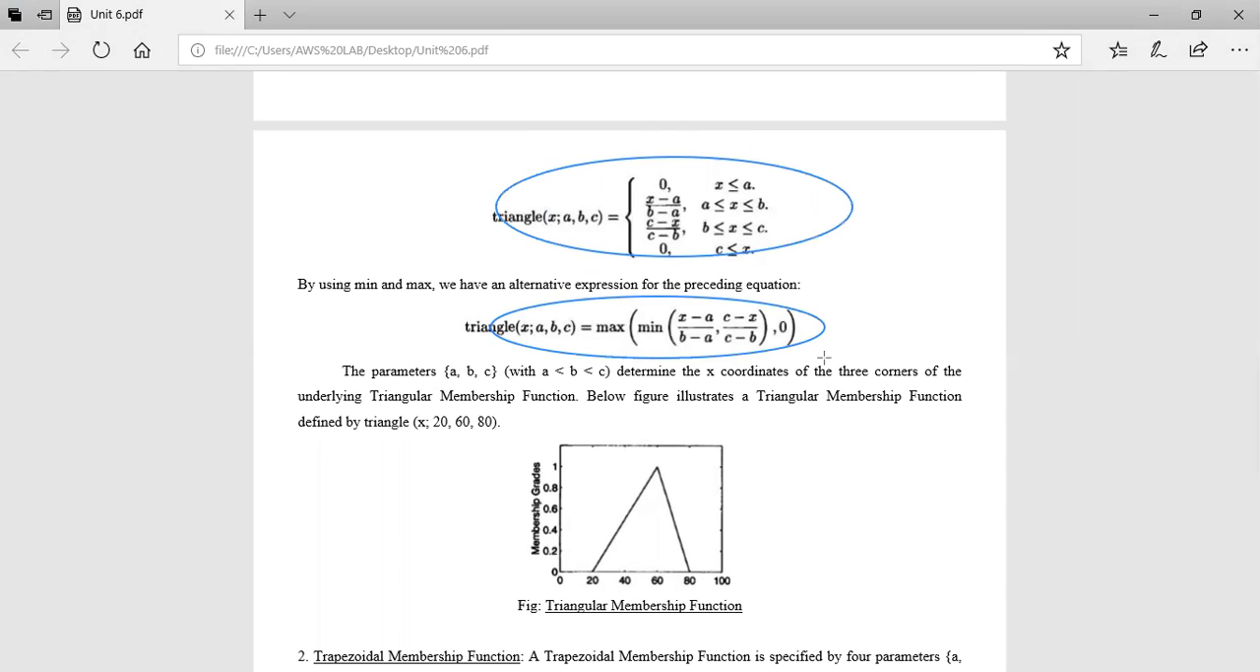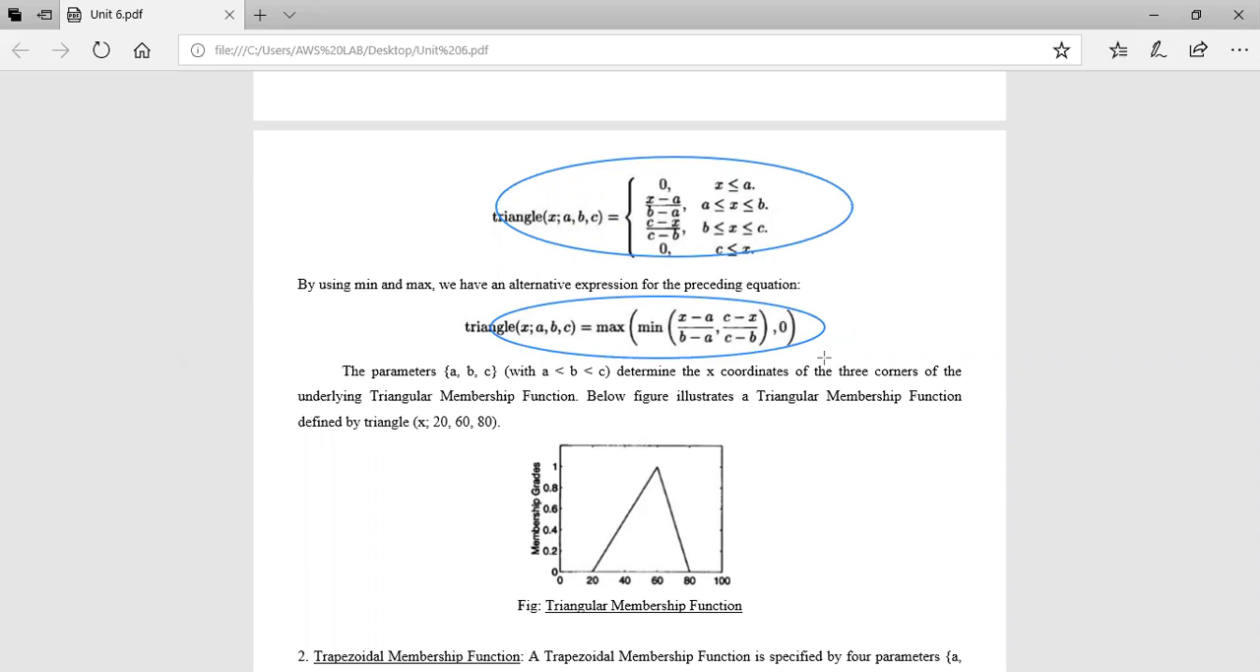Okay. Next one, the parameters a comma b comma c with a less than b less than c determine the x coordinates of the three corners of the underlying triangle membership function. So the below diagram shows a triangle membership function. If you look at the x axis, it is 0, 20, 40, 60, 80, 100. In the same way, in the y axis we are considering the grades as 0, 0.2, 0.4, 0.6, 0.8 and 1, right?